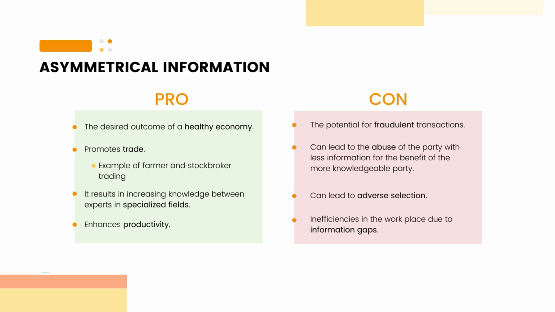Moving over and taking a look at cons, asymmetric information provides the potential for fraudulent transactions. Further, the information gaps in asymmetrical information can lead to the abuse of the party with less information, as the more informed party may take advantage of their lack of knowledge. This is seen in adverse selection covered in the slides prior. Next, we will take a look at the concept of moral hazard.